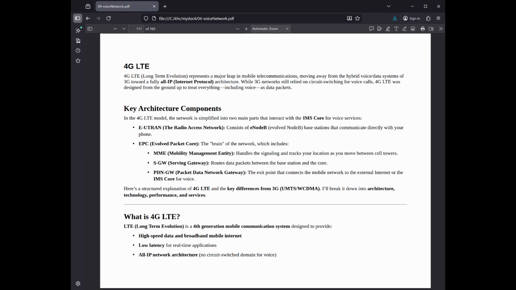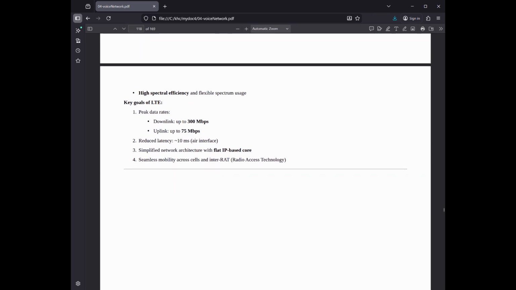I'll break it down into architecture, technology, performance, and services. What is 4G LTE? LTE, Long-Term Evolution, is a fourth-generation mobile communication system designed to provide high-speed data and broadband mobile internet, low latency for real-time applications, all-IP network architecture with no circuit switch domain for voice, and high spectral efficiency and flexible spectrum usage.